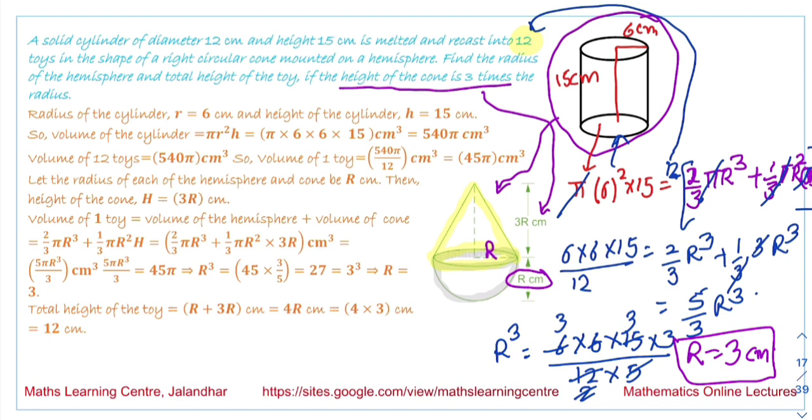So we are saying the radius of this toy is equal to 3 centimeters, and for the height of this toy, this r is 3, this 3r is 9. So the total height of this toy is 4 into 3 centimeters, that is equal to 12 centimeters.